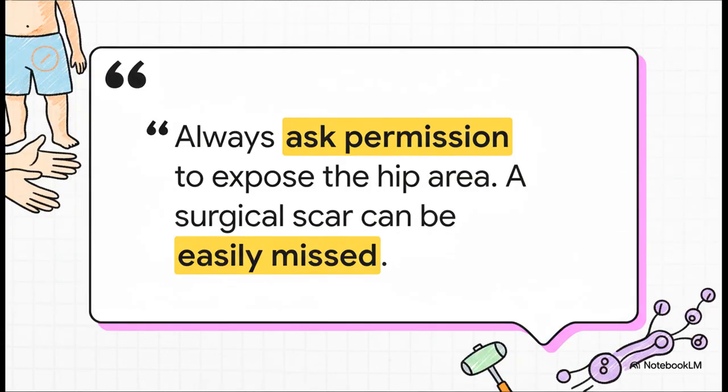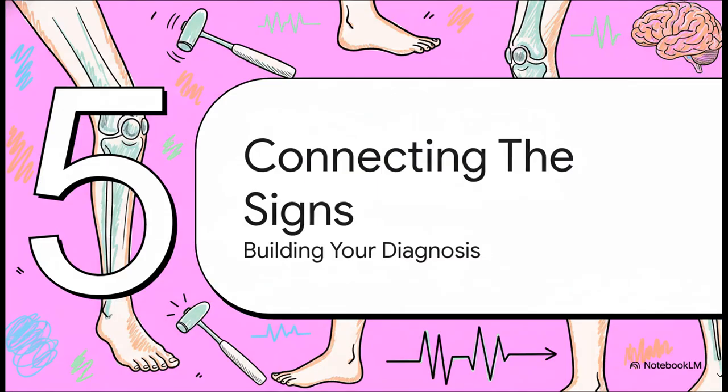Okay, this next point is absolutely critical, both for being a good doctor and for getting the diagnosis right. You have to inspect the entire limb, and that includes the hip. But you must ask for permission first from the child, the parent, and the examiner before you adjust their clothing. Why is this so important? Because a tiny surgical scar from an old hip issue could be hiding there, and finding it could completely change everything.